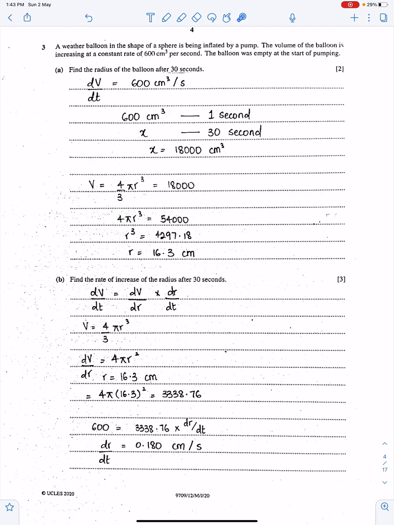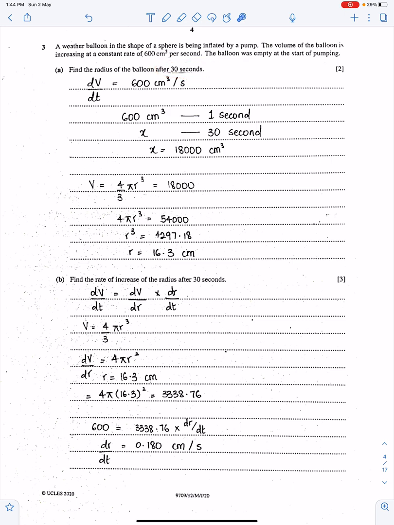Question number 3. A weather balloon in the shape of a sphere is being inflated by a pump. The volume of the balloon is increasing at a constant rate of 600 cm3 per second. This is dV upon dt. Increasing means positive. The balloon was empty at the start of pumping, meaning volume is 0 when t is 0. Find the radius of the balloon after 30 seconds.